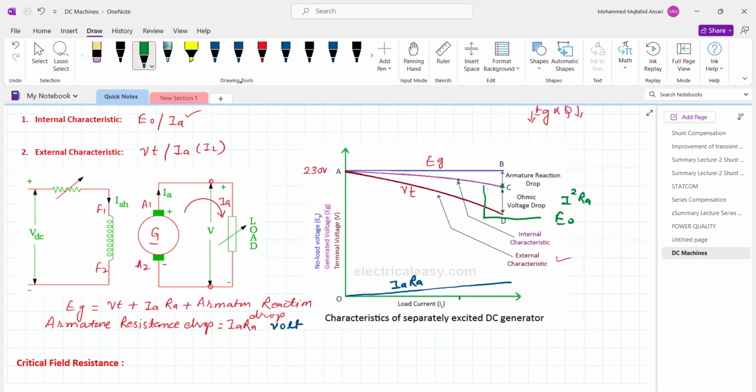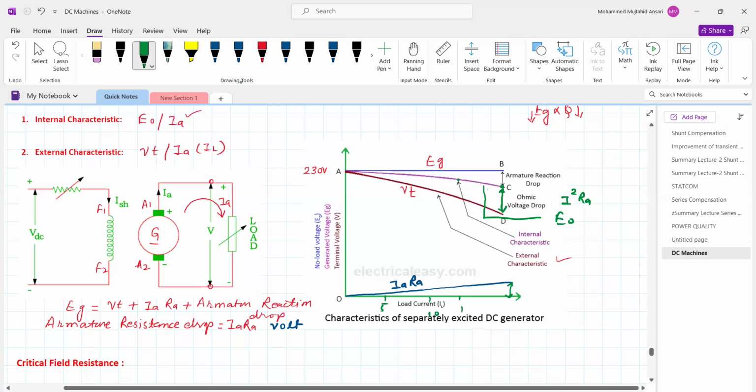Now, once we know the terminal voltage, we know the armature resistance with the help of a multimeter, by measuring the resistance of the armature winding, and we can calculate the armature resistance drop. Once we plot the armature resistance drop versus current, the same amount of distance is subtracted from the terminal voltage. This subtraction is done for every point, say at 5 ampere, 10 ampere, 15 ampere, 25 ampere, and we mark the line. If you join these points with one line, this voltage is called the internal voltage, E0. This voltage is called the external voltage, which is VT.